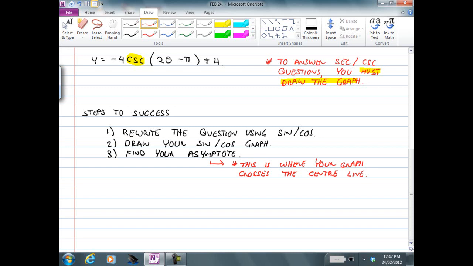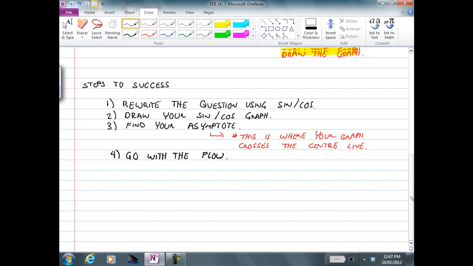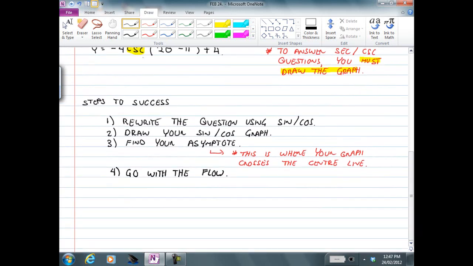And finally, step 4. Go with the flow. I'm going to show you step by step how to do this. So guys, I'm going to write down my equation. Y equals -4 cosecant 2 theta minus pi plus 4.